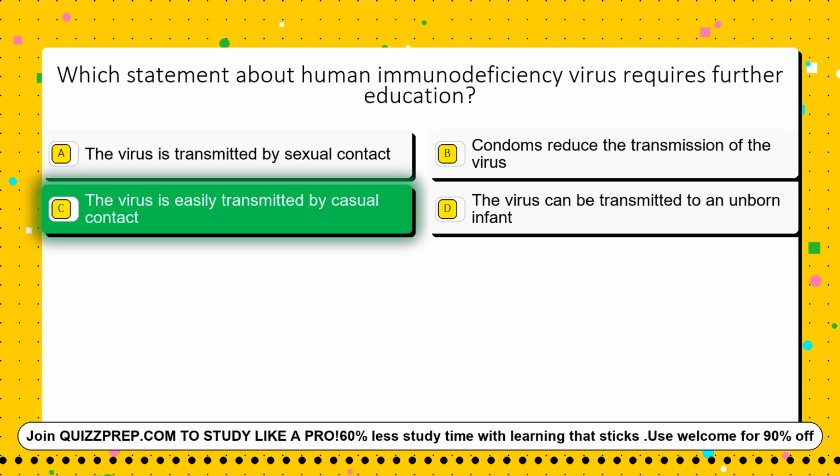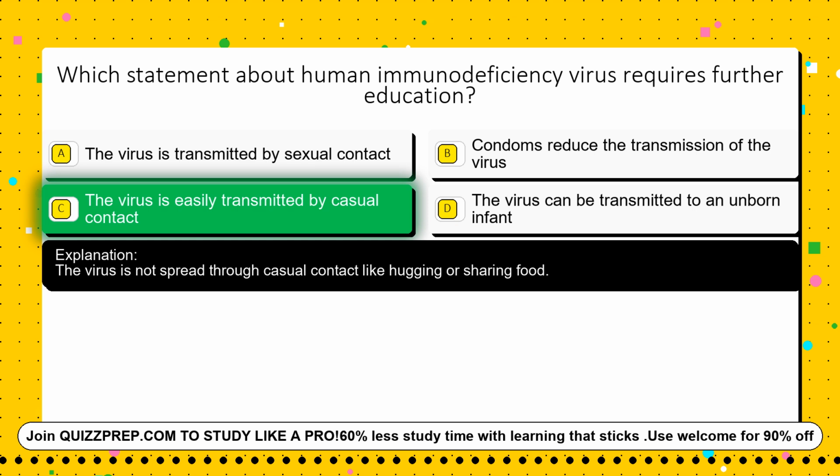The correct answer is option C. The virus is easily transmitted by casual contact. The virus is not spread through casual contact like hugging or sharing food.